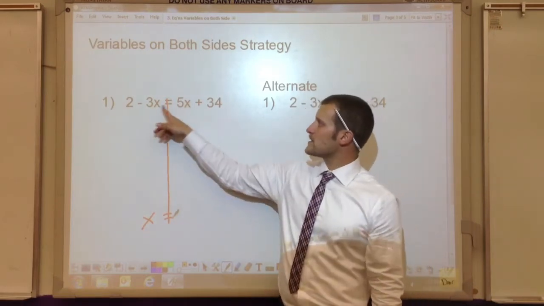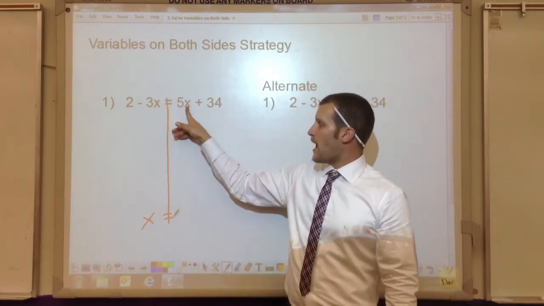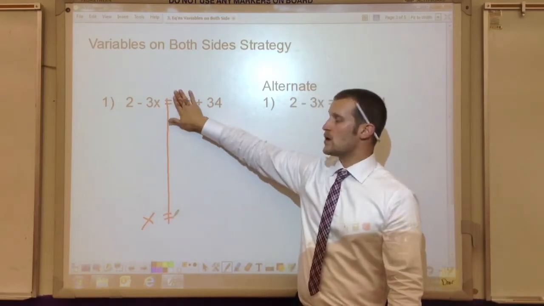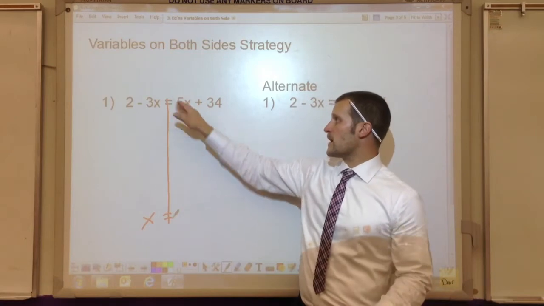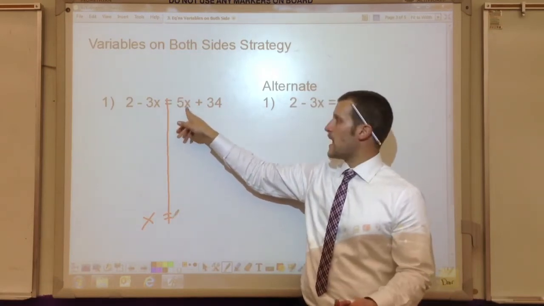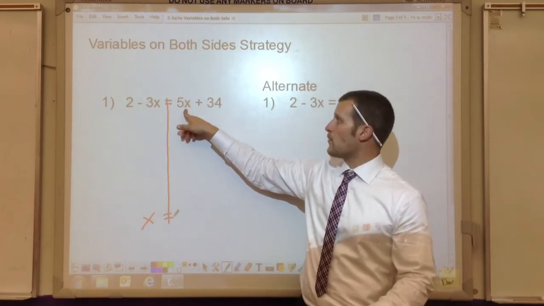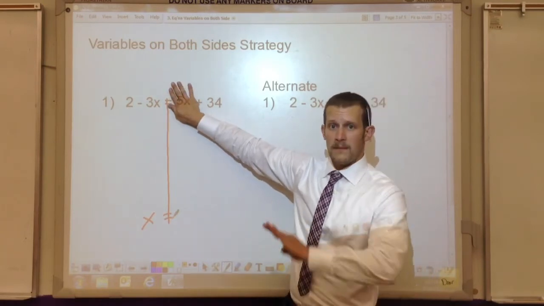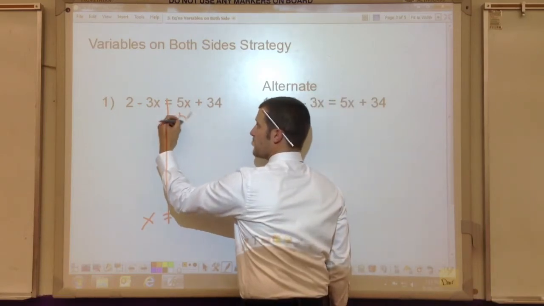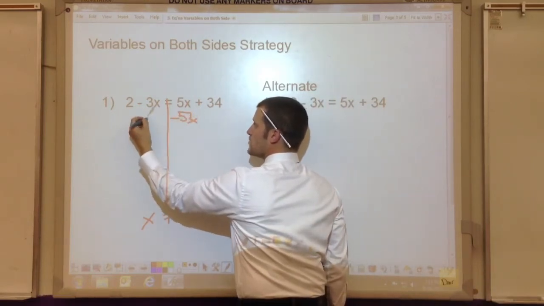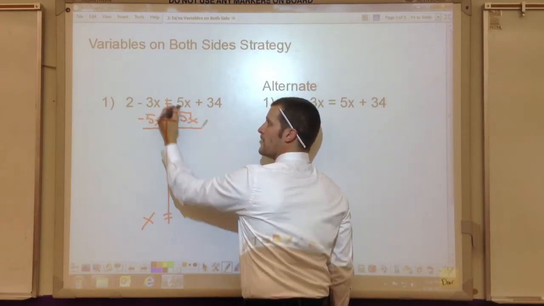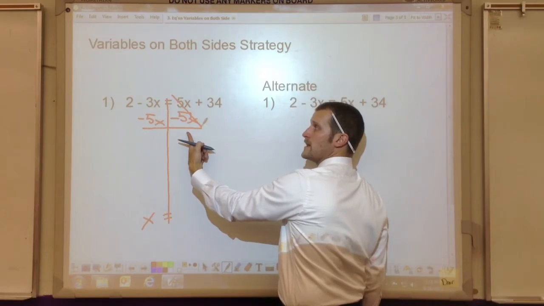Well, the trouble up here is I have x's on both sides. I want to gather them all right here. So I want these x's to go away. Well, we're perfectly comfortable with canceling things that aren't x's, but x's work the exact same way. I want to cancel these and make them go away completely. So the opposite of 5x is negative 5x. Do the same thing to both sides. Over here, these cancel, they go away completely.